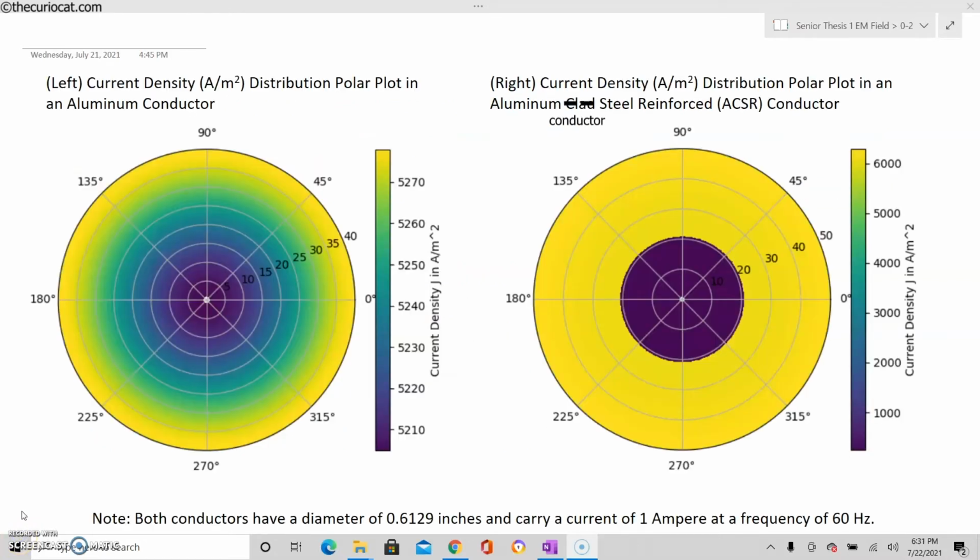For some inspiration, here are 2 current density distribution polar plots for the cross-section of 2 conductors. On the left, you have an aluminum conductor, and on the right, you have an aluminum-clad steel reinforced conductor, also known as an ACSR conductor. Both conductors have a diameter of 0.6129 inches and carry a current of 1 ampere at a frequency of 60 Hz. In this project, I will teach you step by step, very slowly and very carefully, how to get these polar plots, starting with very basic fundamental equations.